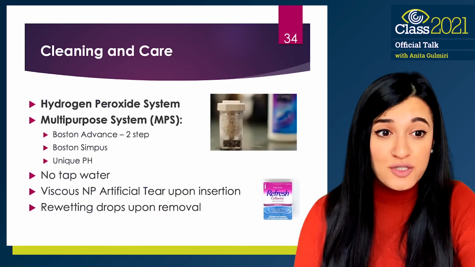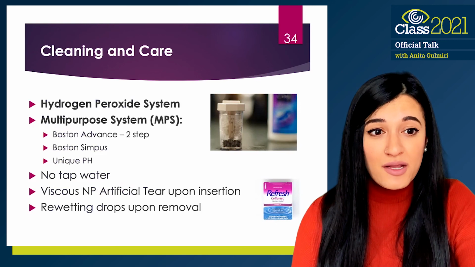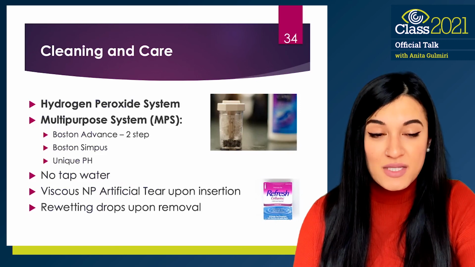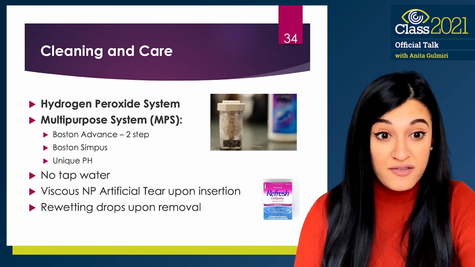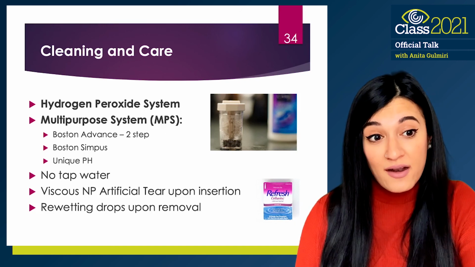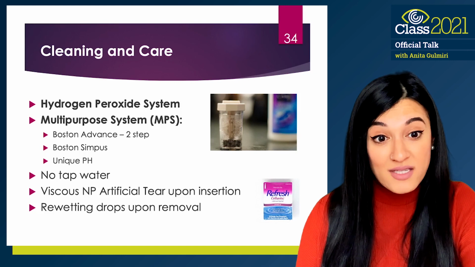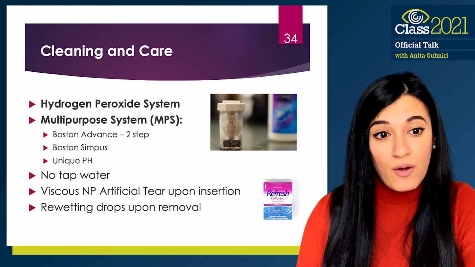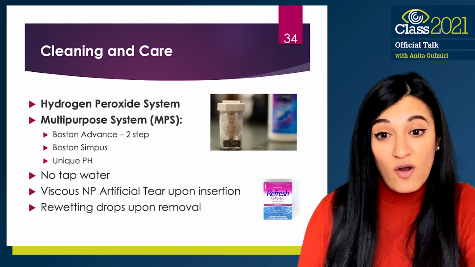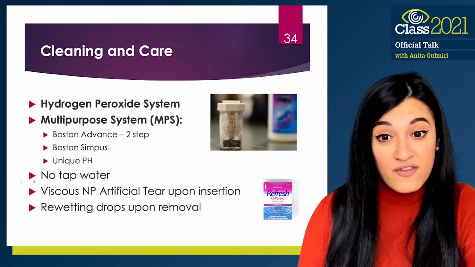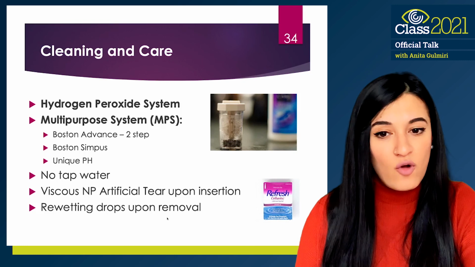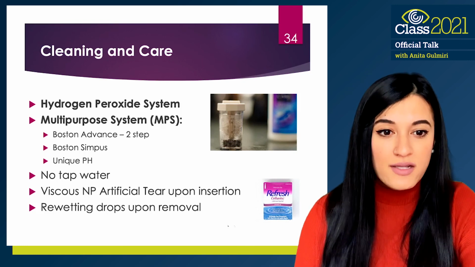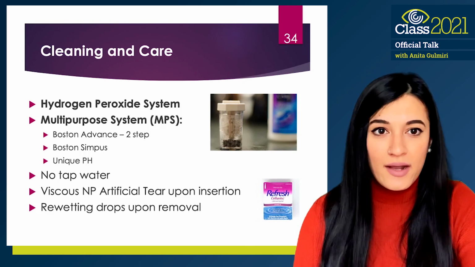Lastly, there are several options for cleaning and care. We do typically recommend hydrogen peroxide systems, but a GP multi-purpose solution is also sufficient. The important aspect, again, is thoroughly explaining the cleaning process. We want to make sure that we're recommending the use of artificial tears and viscous non-preserved tears upon application as well, and some form of re-wetting drops to remove the lens, and that will help with any lens binding that's occurring overnight.